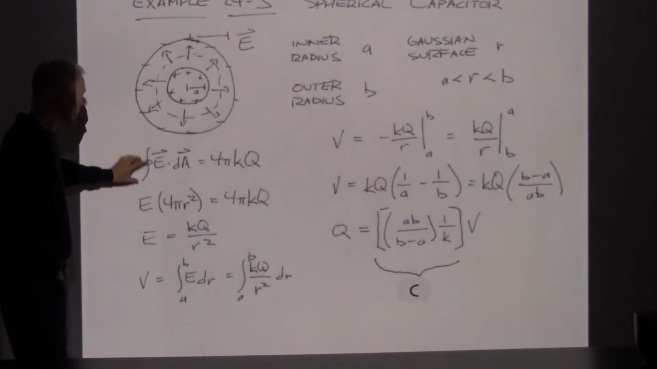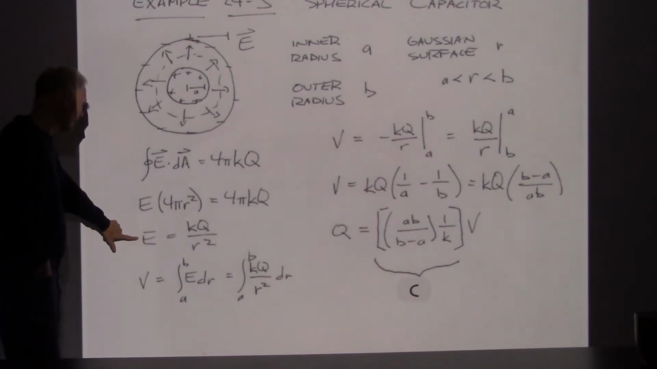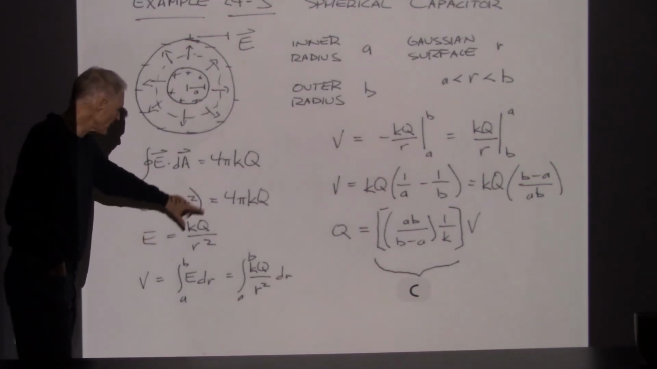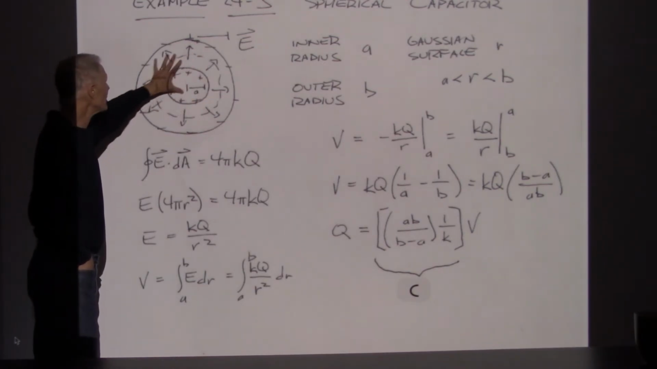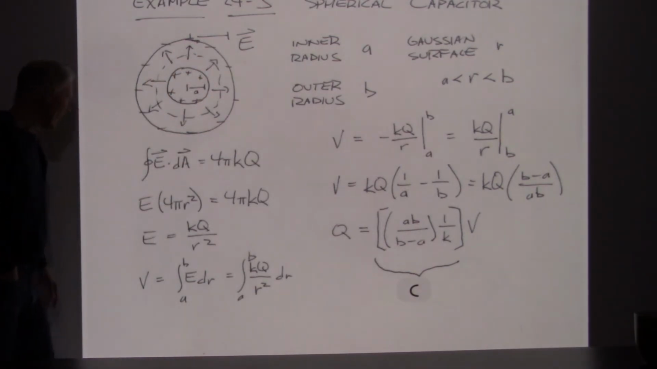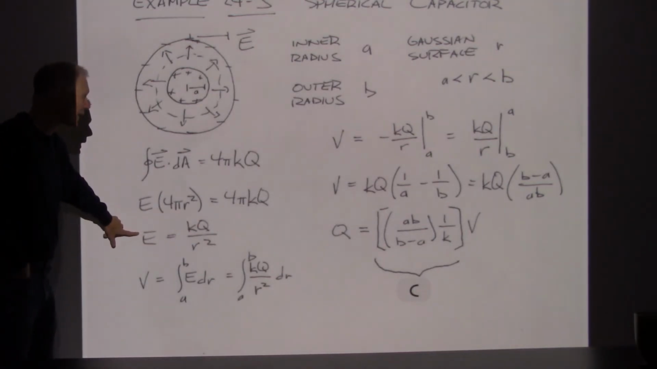So this is a sphere, and so the surface area is 4 pi r squared. And the electric field then, solving this, is kq over little r squared. That's the electric field inside here. Now, we've got the q and the electric field related.